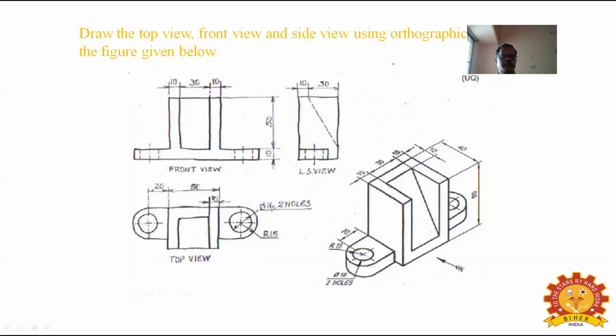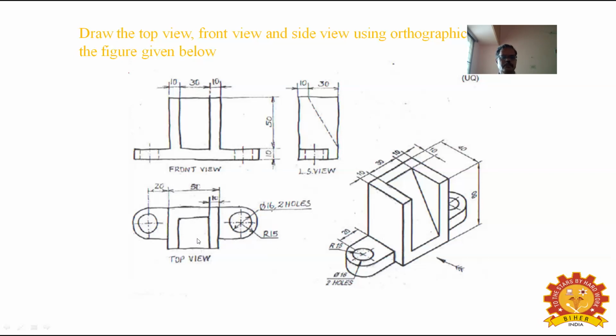So you have to mark all the dimensions. Every dimension you have to mark. You should not leave out any dimensions. Top 20, 50, 10, dia 16, 2 holes. What is the meaning of dia 16 and 2 holes? We have 2 holes of dia 16. And R15 you can write as typical.